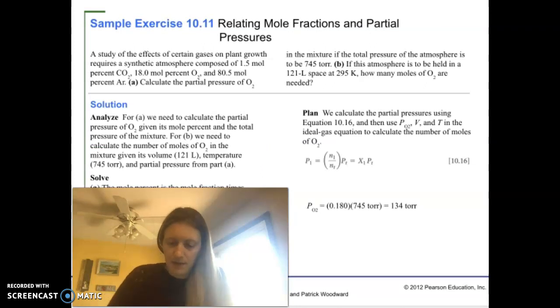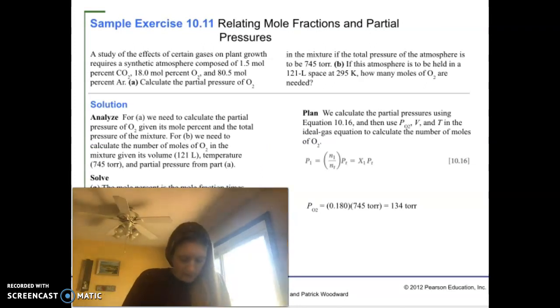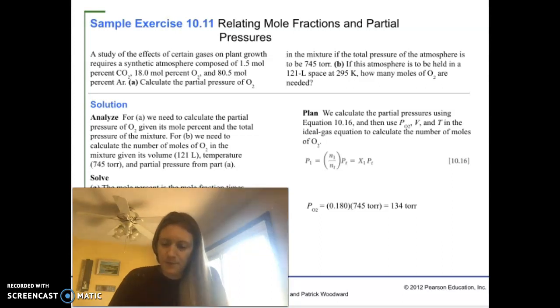Alrighty. Number 11, relating mole fractions and partial pressures. A study of the effects of certain gases on plant growth requires a synthetic atmosphere composed of 1.5 mole percent CO2, 18.0 mole percent O2, and 80.5 mole percent Ar. Calculate the partial pressure of O2 in the mixture if the total pressure of the atmosphere is 745 torr. And then part B is, if this atmosphere is to be held in a 121 liter space at 295 K, how many moles of O2 are needed?